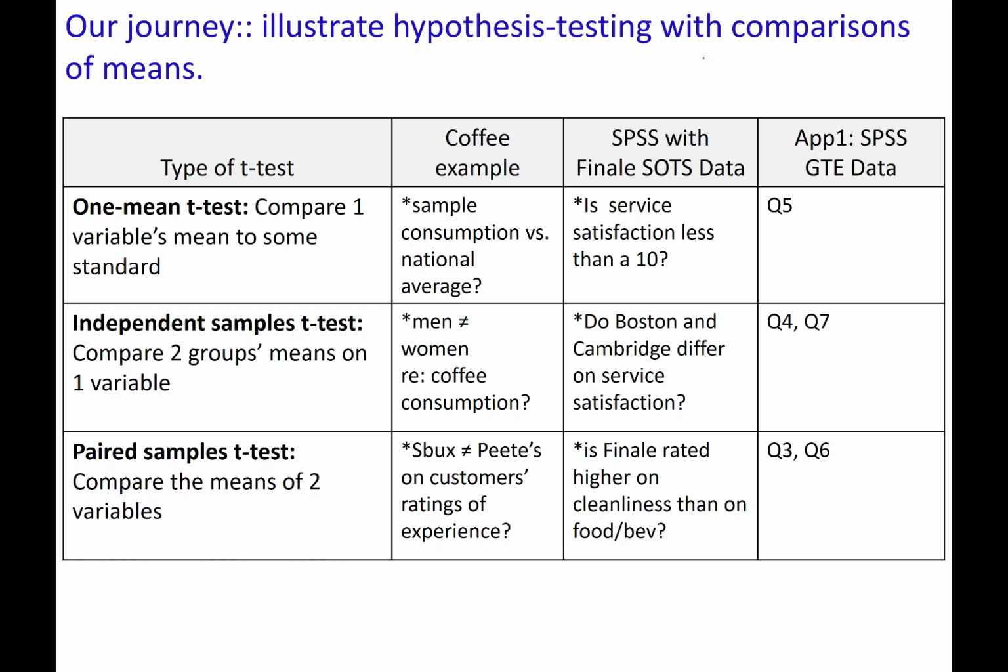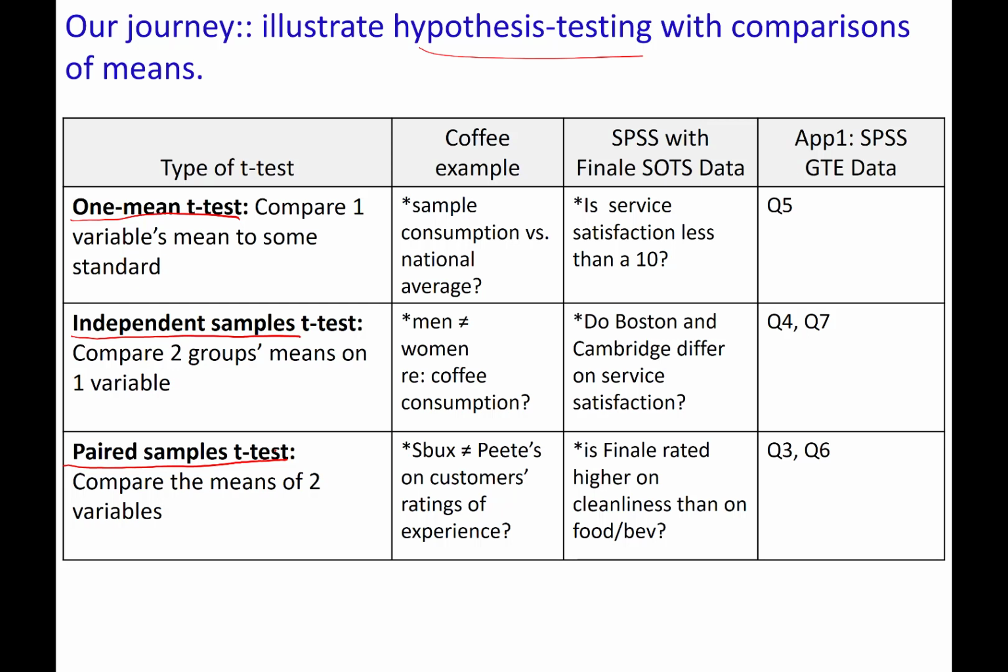In our journey here, we're going to illustrate hypothesis testing with 3 different types of comparisons of means. One is to take a mean from a sample and compare it to some population standard or some global standard, usually to see if you match that population. Independent samples t-test is comparing 2 groups within a sample. And paired samples t-test is where everybody in the sample answers 2 different questions, and you compare the means of those 2 questions.